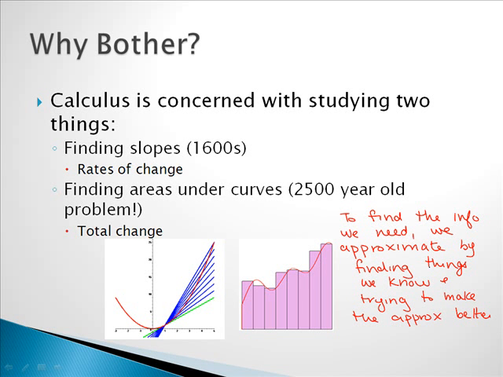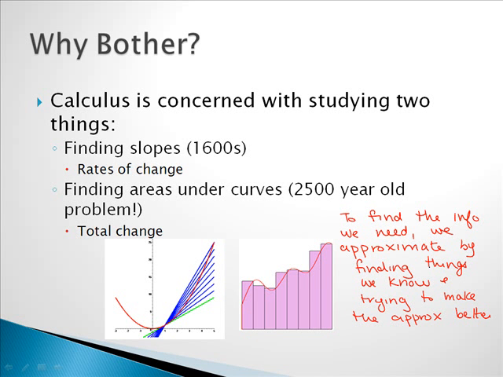Well, calculus is concerned with studying two different things, so there's two branches of calculus. The first is interested in finding slopes, and that's a problem from the 1600s. This relates to instantaneous rates of change. The second branch, even though you typically study it later in your study of calculus, is actually an older problem concerned with finding areas under curves, and that problem is 2,500 years old. That actually denotes the total change that occurs.